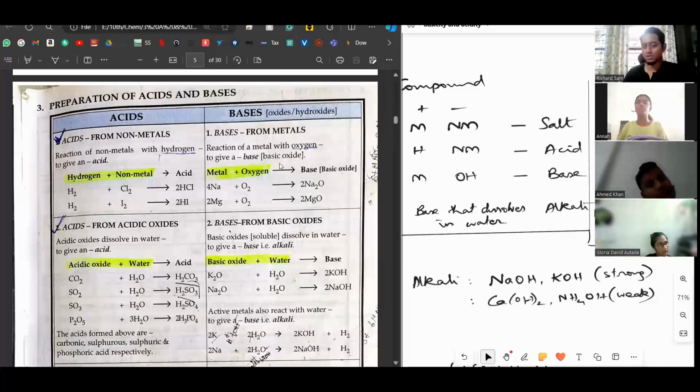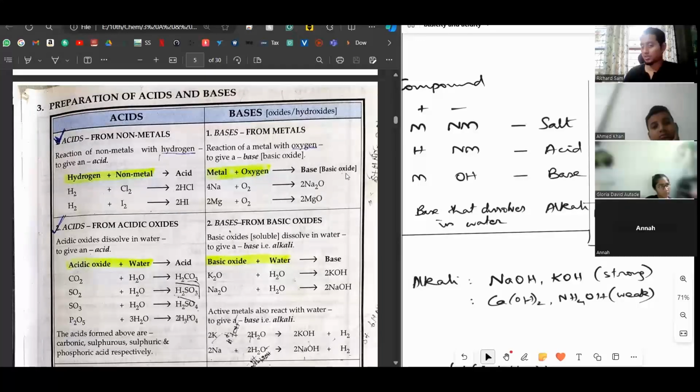In the same way, bases also, like sodium oxide and magnesium oxide. Remember, bases could be either oxides or they could be hydroxides. So here these two bases, sodium oxide. How do you prepare sodium oxide? Just that sodium metal, you're reacting with oxygen. And magnesium oxide also direct, magnesium plus oxygen.